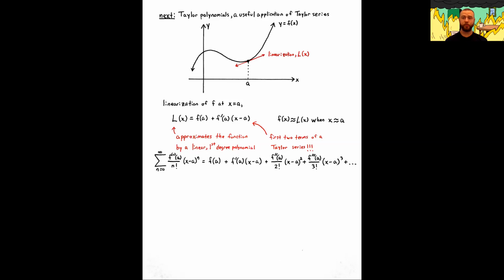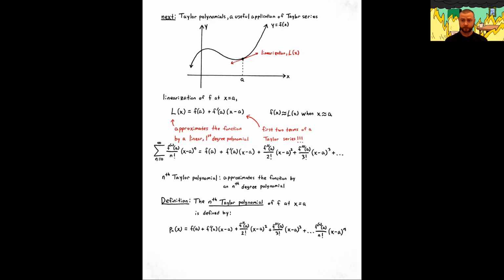Well, how we turn this into a generalized approximation is, notice f of a is a constant term, f prime of a times x minus a is your degree 1 term. The next term, f double prime of a divided by 2 factorial times x minus a squared, is your quadratic term. And basically, we can extend the idea of a linearization by including terms further in the Taylor series representation.